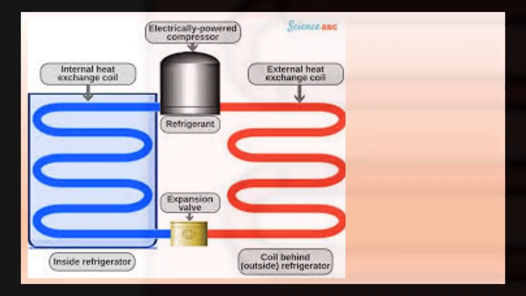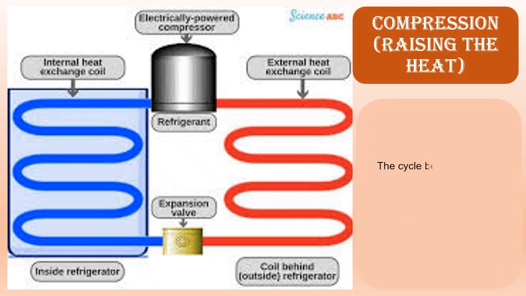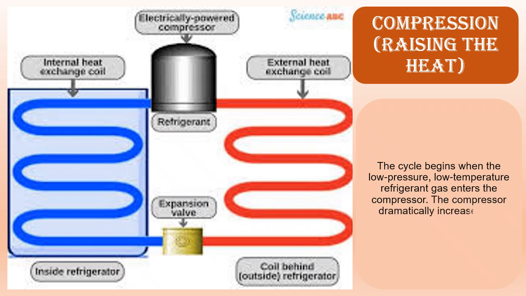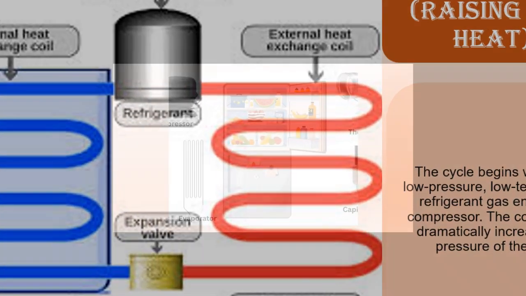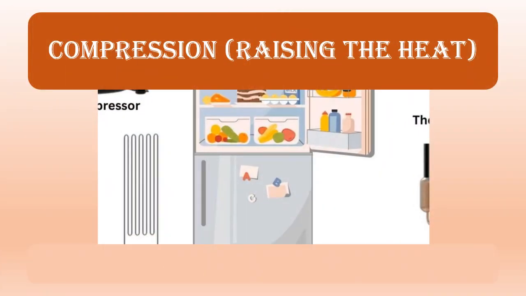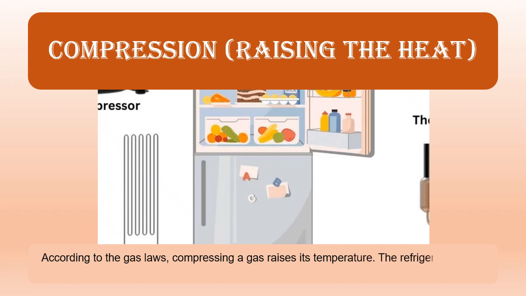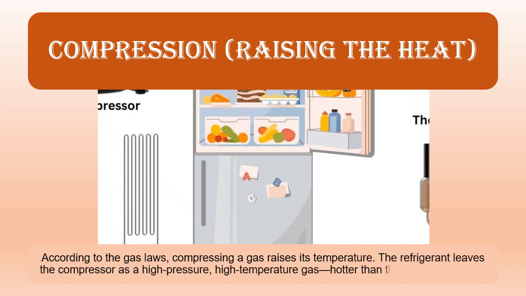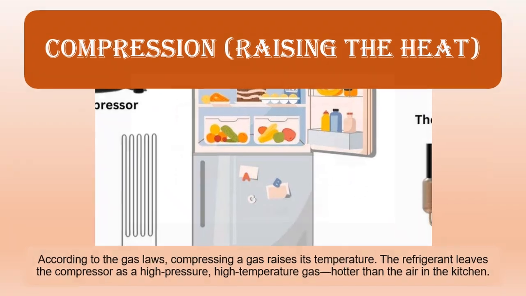Compression, raising the heat. The cycle begins when the low-pressure, low-temperature refrigerant gas enters the compressor. The compressor dramatically increases the pressure of the gas. According to the gas laws, compressing a gas raises its temperature. The refrigerant leaves the compressor as a high-pressure, high-temperature gas, hotter than the air in the kitchen.